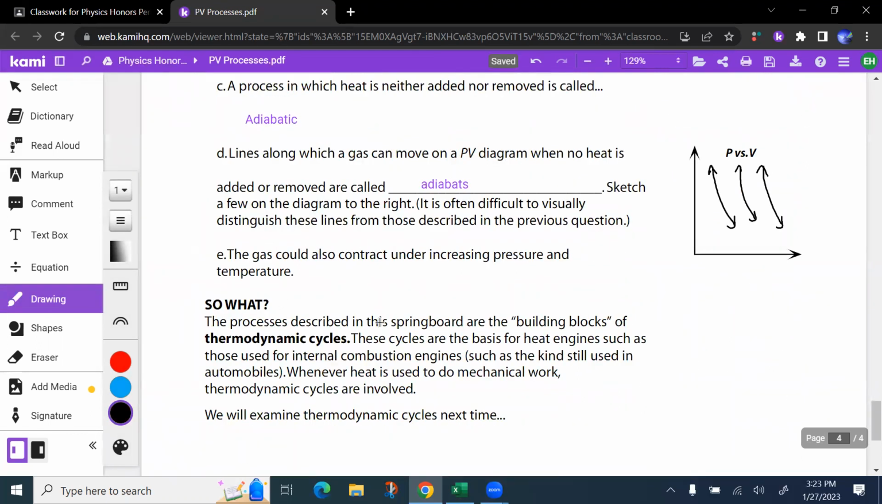The processes described are building blocks of thermodynamic cycles. These cycles are the basis for heat engines, such as what are used in internal combustion engines, the kind that are still used in automobiles. Whenever heat is used to do mechanical work, thermodynamic cycles are involved. We're going to learn about thermodynamic cycles next time.